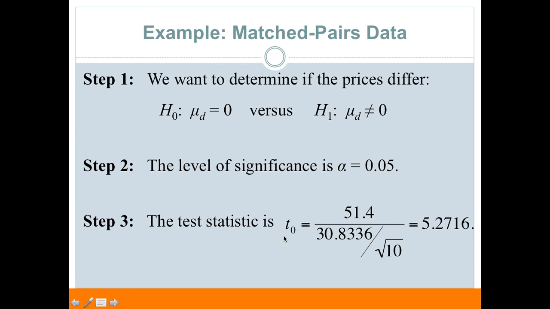So we calculate our test statistic by taking our 51.4, which was our average difference, and dividing by s, which was our standard deviation of our difference data, which was 30.8336, and dividing that by the square root of n. In this case, n is the total number of pairs, so in this case we had 10 pairs. And we get a t-statistic of 5.2716.